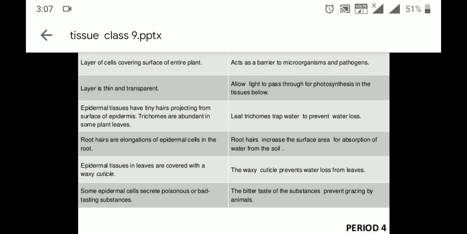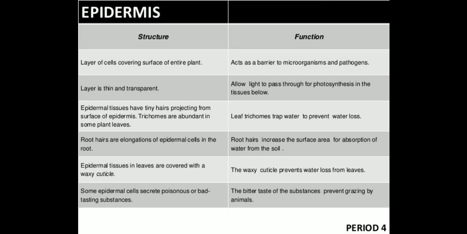Now we are going to learn the outermost covering, that is epidermis in the plants. Let us see the structure first. The layer of cells covering the surface of the entire plant is the epidermis. The epidermal layer is thin and transparent. Epidermal tissues have tiny hairs projecting from the surface of the epidermis.